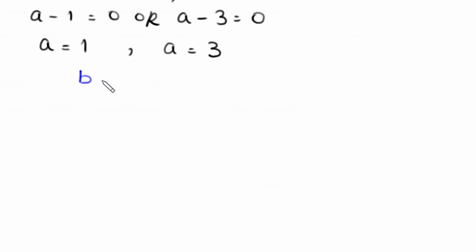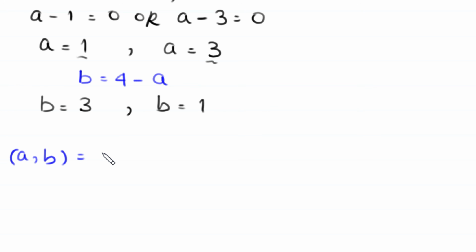Since b is equal to 4 minus a, when a is 1, then b will be equal to 4 minus 1, 3. And when a is 3, then b will be equal to 4 minus 3, 1. So from this case we get two pairs for a comma b. The first pair is 1 comma 3, and the second is 3 comma 1. We solve the second case.